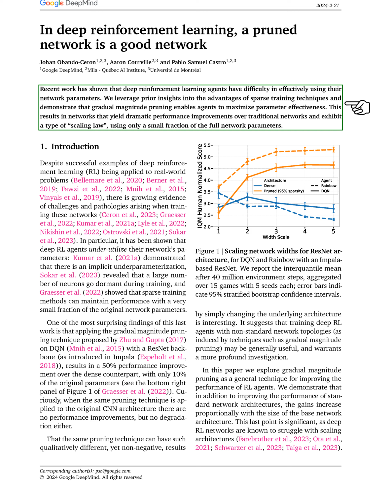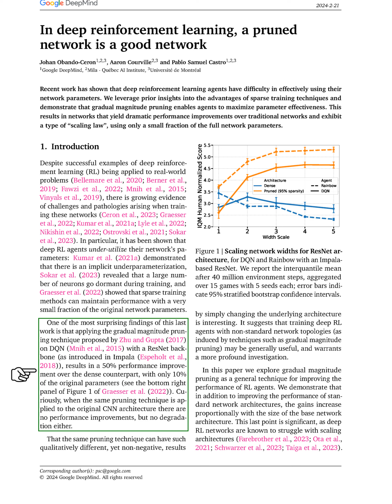There's an implicit underparameterization. A significant number of neurons become inactive during training, and it has been found that sparse training methods can still achieve good performance using only a small fraction of the original network parameters. One particularly interesting discovery is that by applying a technique called gradual magnitude pruning to a DQN model with a ResNet backbone, performance can be improved by 50% while only using 10% of the original parameters.